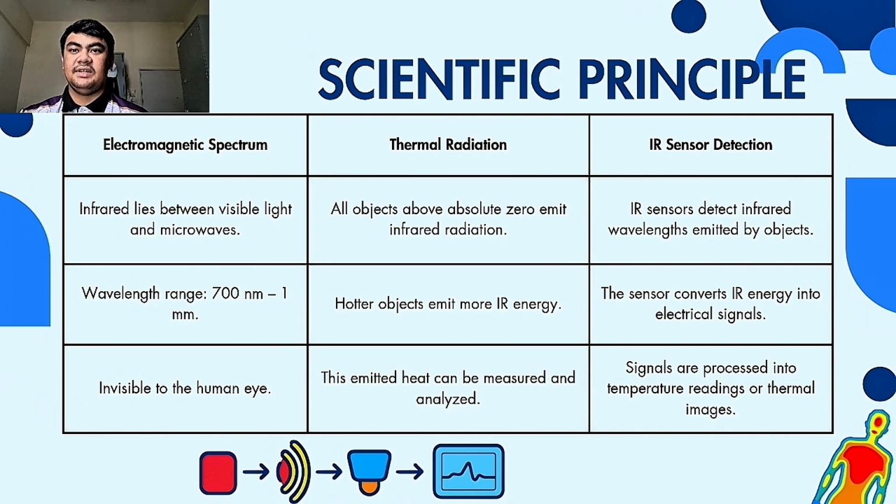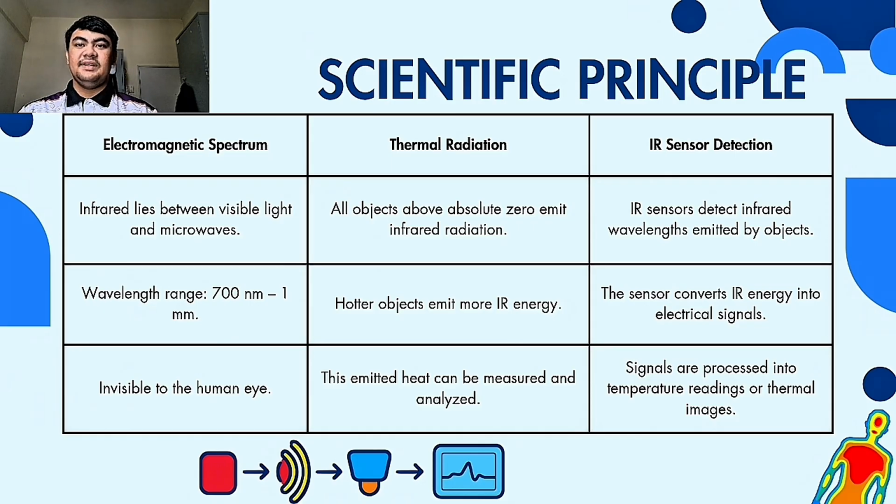Second, infrared technology is based on thermal radiation. So every object with a temperature above absolute zero will emit infrared radiation. The amount of radiation emitted depends on the object's temperature. So for better understanding, hotter objects will emit more infrared radiation than cooler objects.